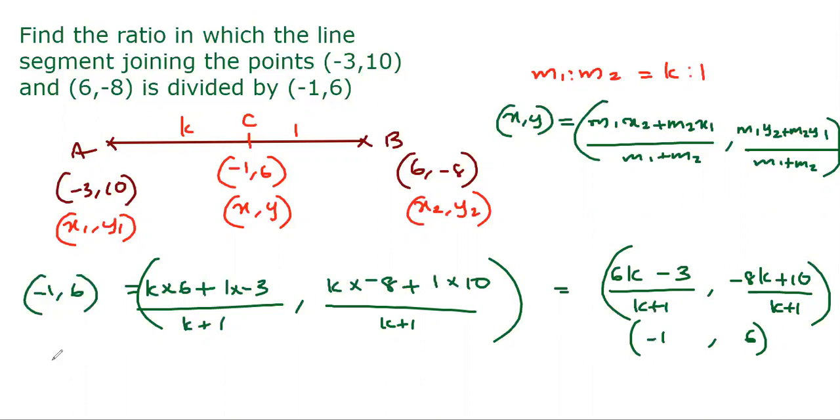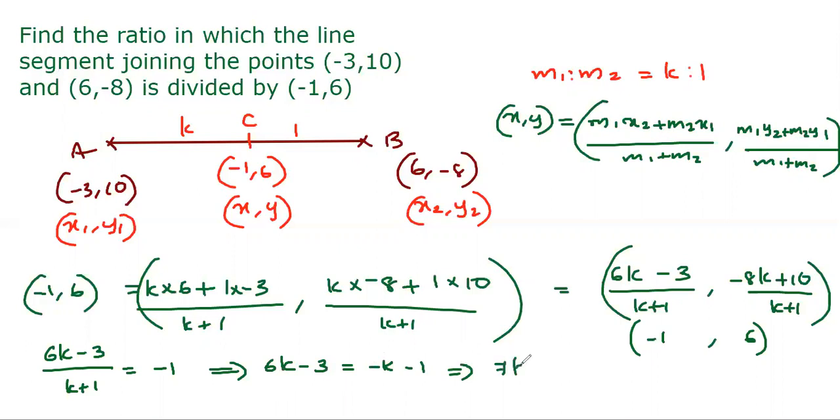Here I am equating the x coordinate. So I will get (6k minus 3) divided by (k plus 1) is equal to minus 1, or 6k minus 3 is equal to minus 1 into (k plus 1), that is equal to minus k minus 1. Now you can take this minus k to the left hand side. So it will be 7k equal to minus 1 plus 3, that is 2. Therefore you can write the value of k as 2 by 7.